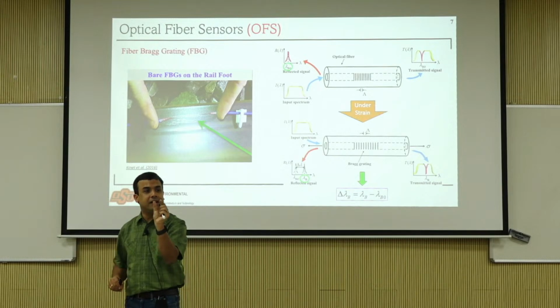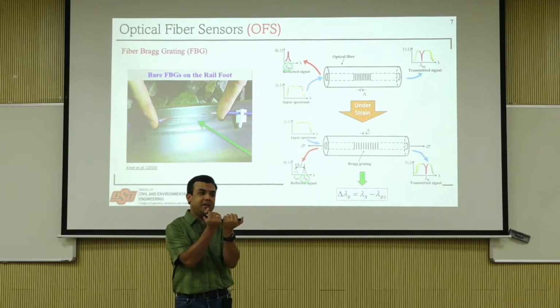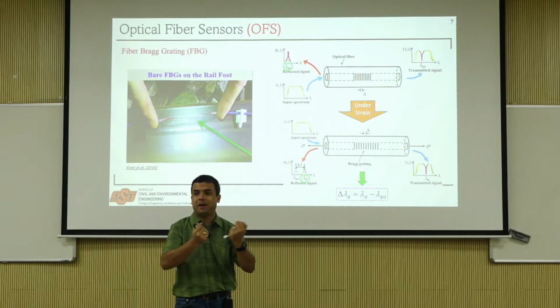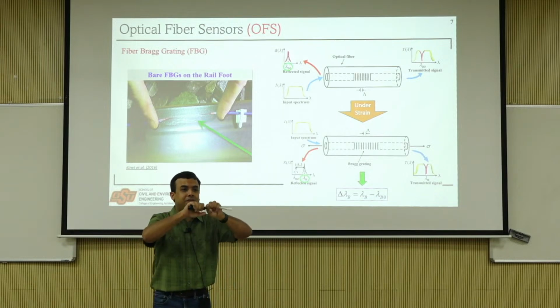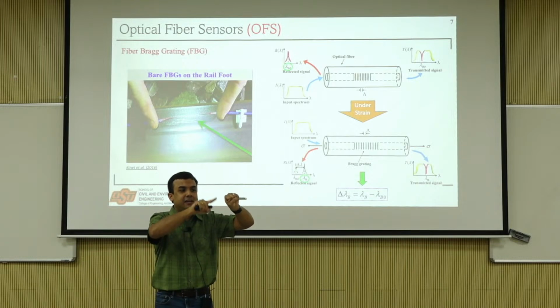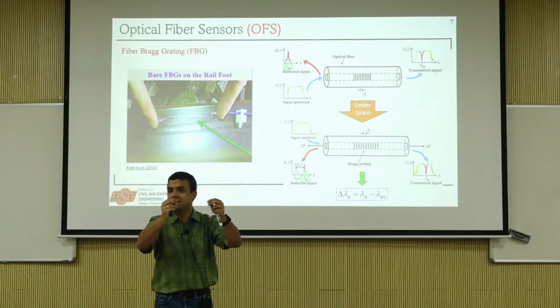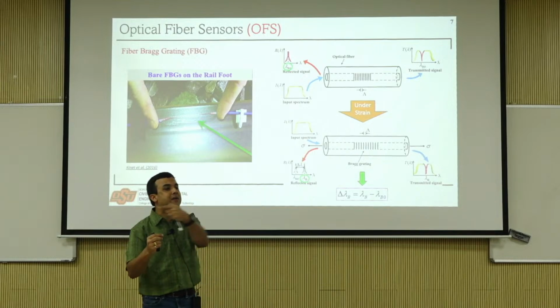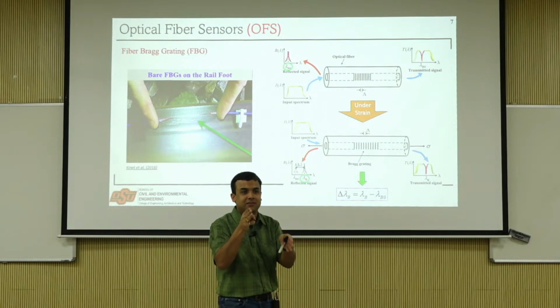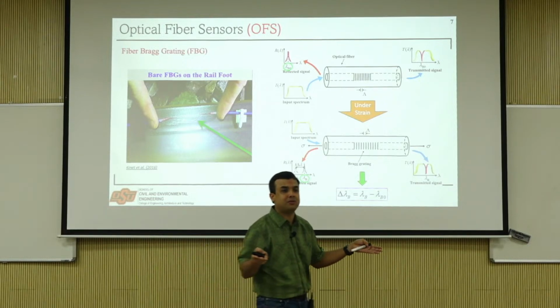And then imagine my rail extends, or my bridge extends, or my truss extends or something. Then the fiber along with it also extends, and the grating spacing changes now. So what wavelength is bouncing back is now changing. So you just track that difference, and then you know exactly what your strain is.